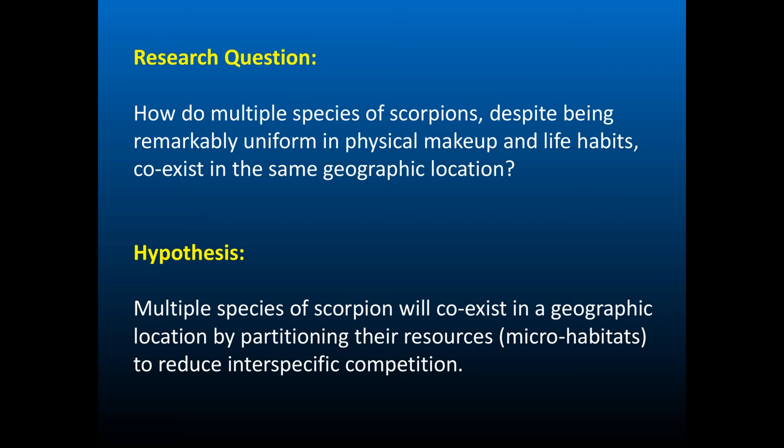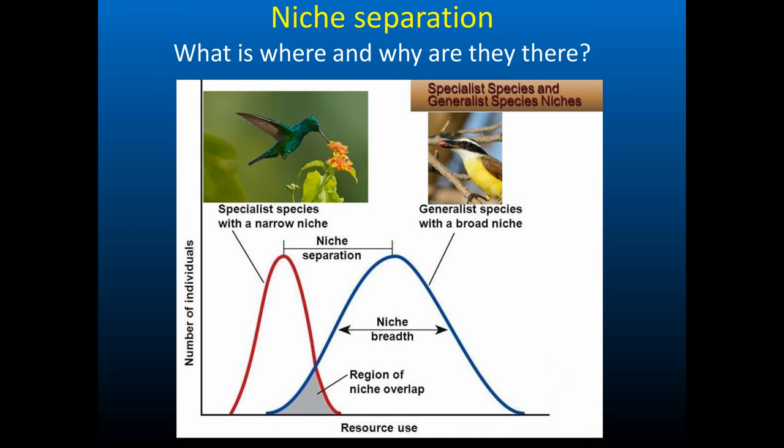Right, so we come back to this separation: what is where, and why are they there? Like just about any other organisms, you always have specialists and generalists. Species that are specific to a particular area, specific to a particular diet. And then there are others that could basically eat most anything and live mostly anywhere, right? So that is basically the concept of niche separation, right?